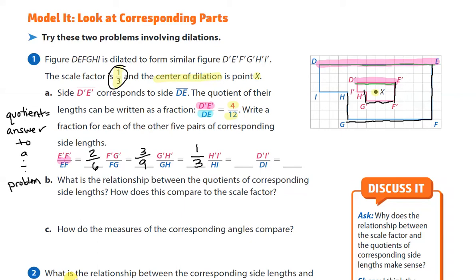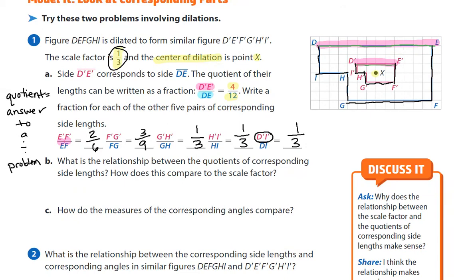And then H prime I prime is 1. HI is 1, 2, 3. Oh look, another 1/3. And then D prime I prime is 1, 2, 3, and I did it again. 3, 1. There we go. Don't forget, put the one that says prime on the top. Don't be like me and put it backwards three times in a row.